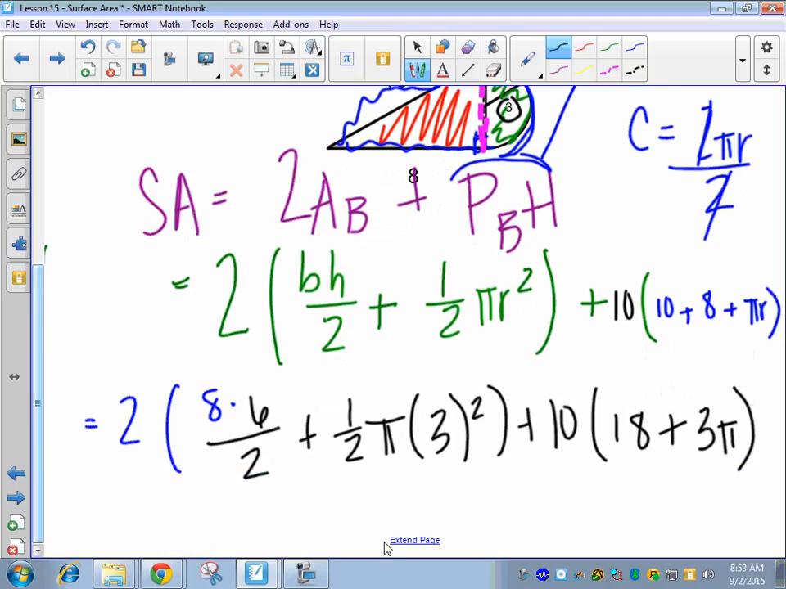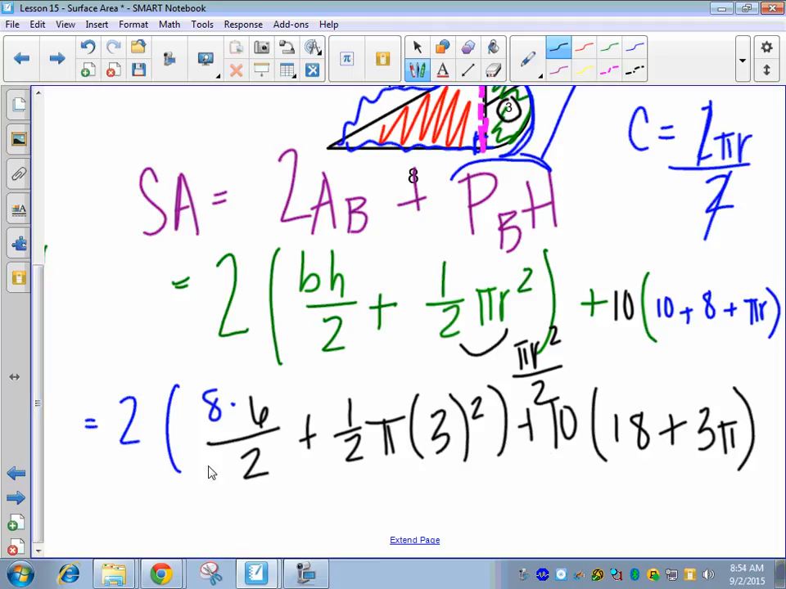Okay. Is that looking good so far? What's that? Yes, same thing. So this right here is the same thing as writing pi r squared over 2. I know sometimes you guys prefer to do that, so if you want to do that, that's totally fine.